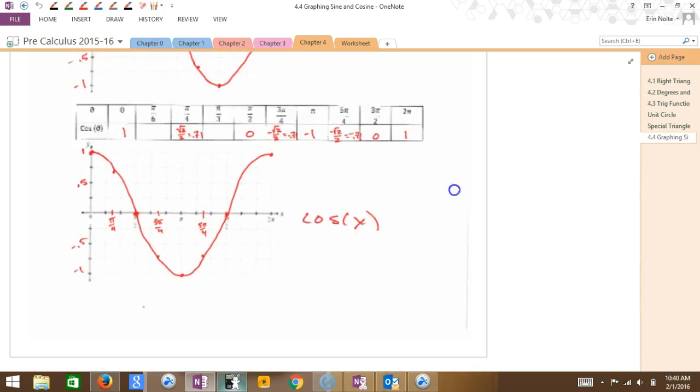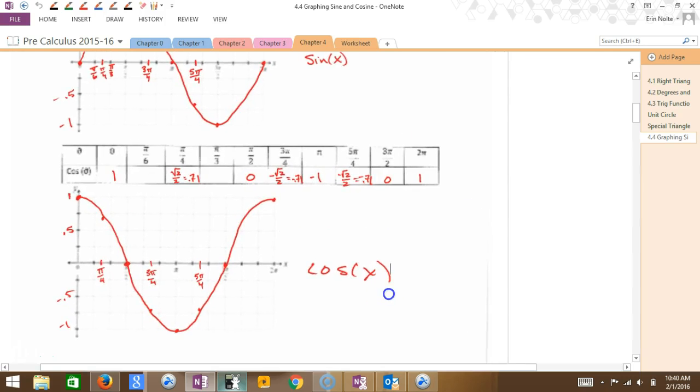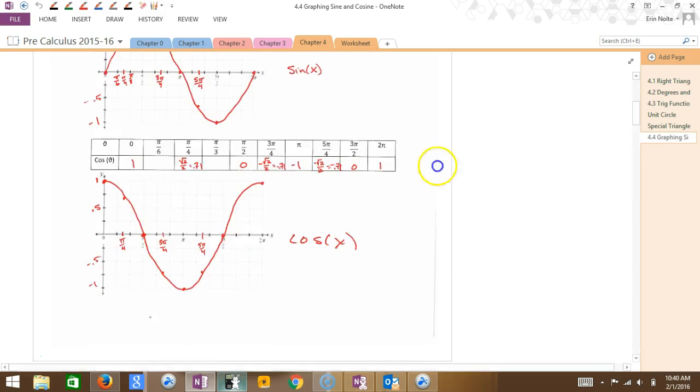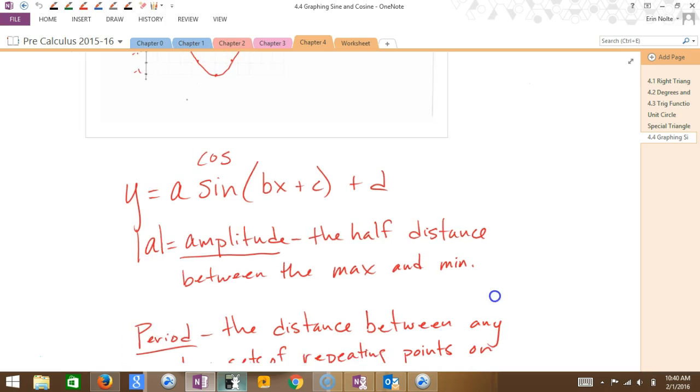Okay, how high and how low did they both go? They both had an amplitude of 1, so I'll always use positive values for amplitude. How high and how low.